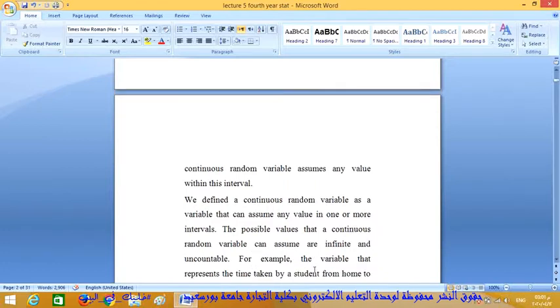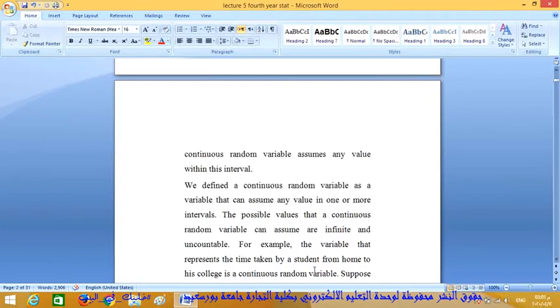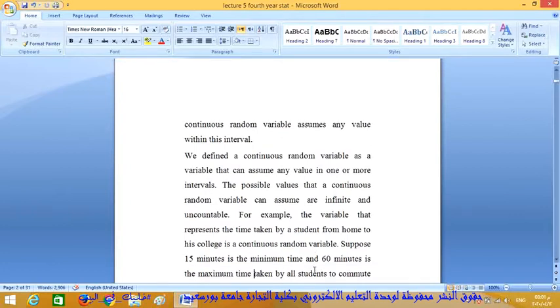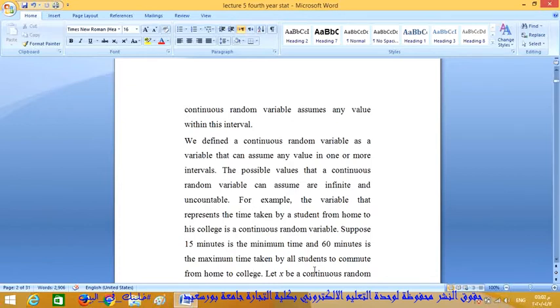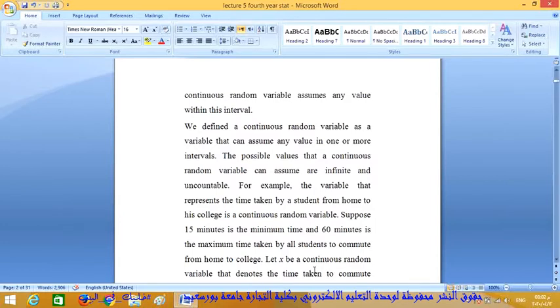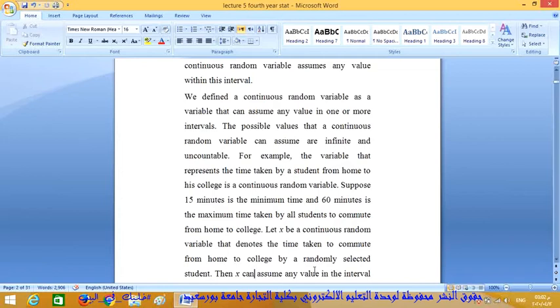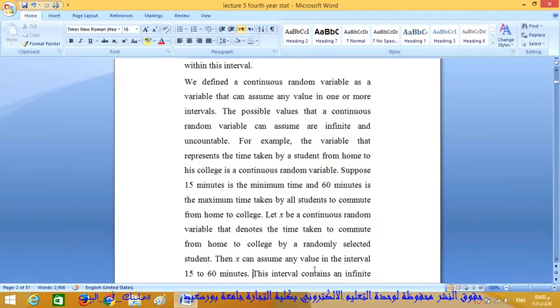For example, the variable that represents the time taken by a student from home to college is a continuous random variable. Suppose 15 minutes is the minimum time and 60 minutes is the maximum time taken by all students to commute from home to college. Let X be a continuous random variable that denotes the time taken to commute from home to college by a randomly selected student. Then X can assume any value in the interval 15 to 60 minutes.